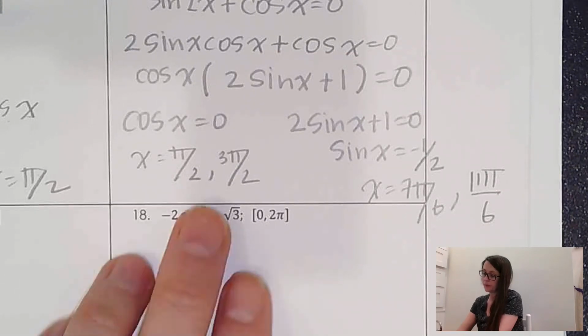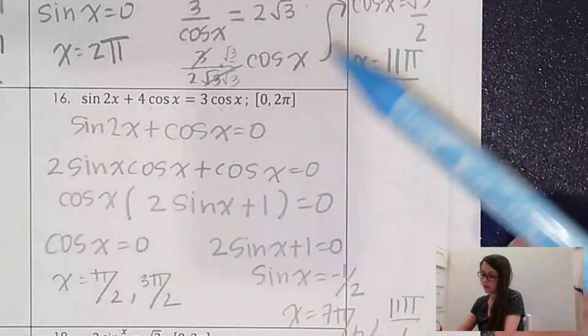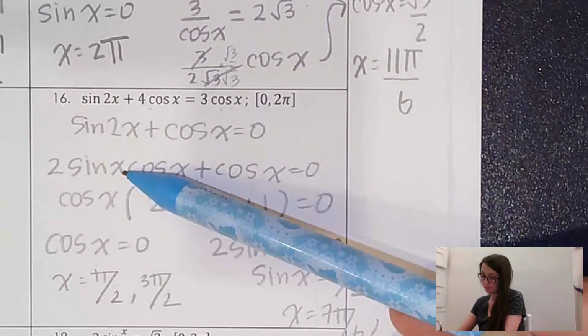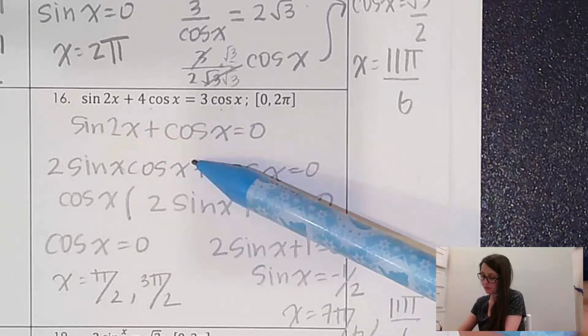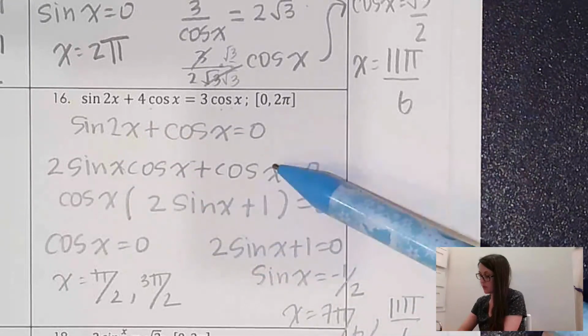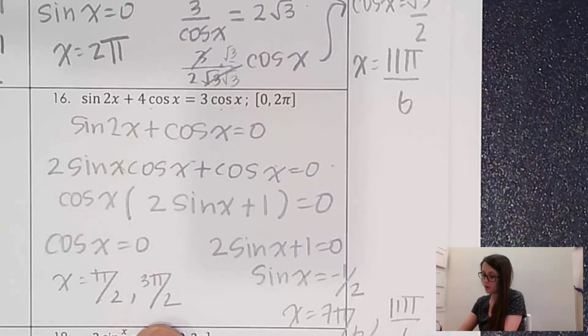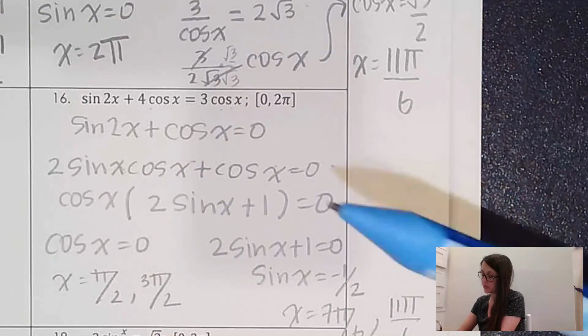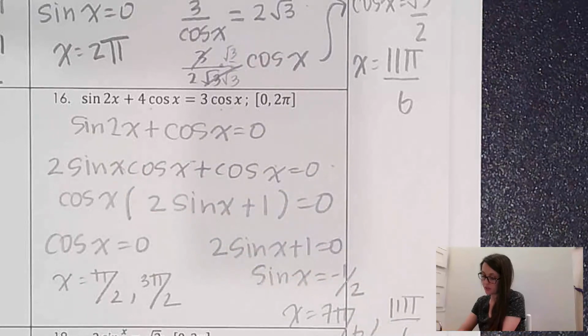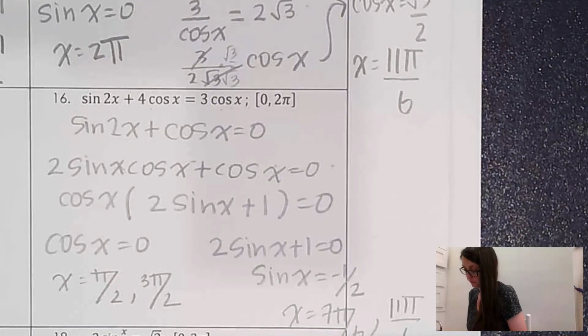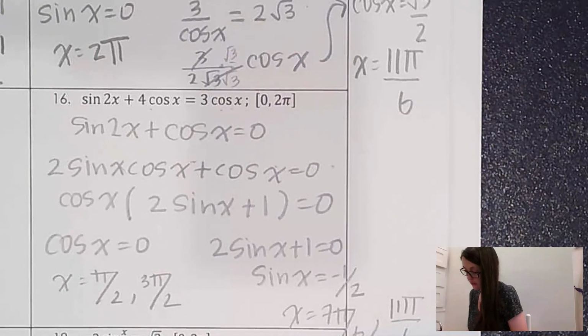So up here, if you check your answers, if you plugged in pi over 2, sine of pi over 2 is 1, cosine of pi over 2 is 0, so that turns into 0 and 0, so that is true. 3 pi over 2, 0 and 0, so we're good there. 7 pi over 6, so sine of 7 pi over 6 times cosine of 7 pi over 6 plus cosine of 7 pi over 6.